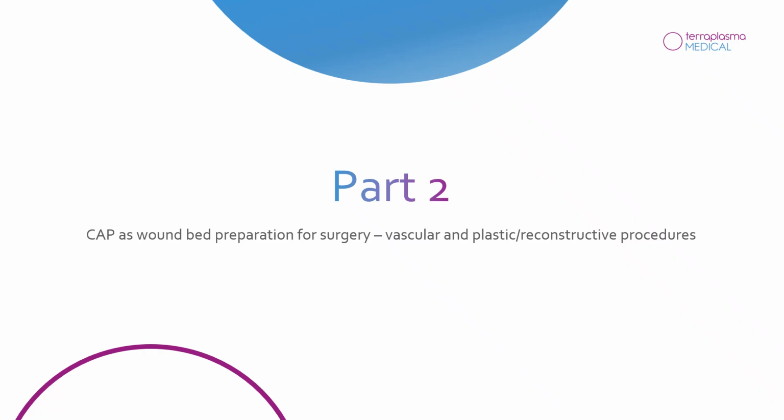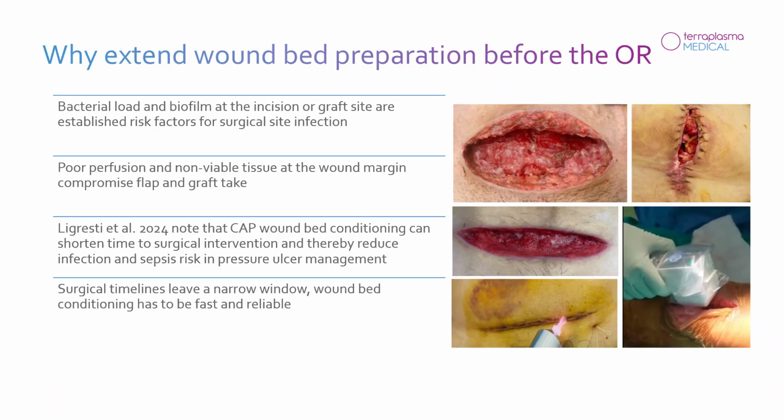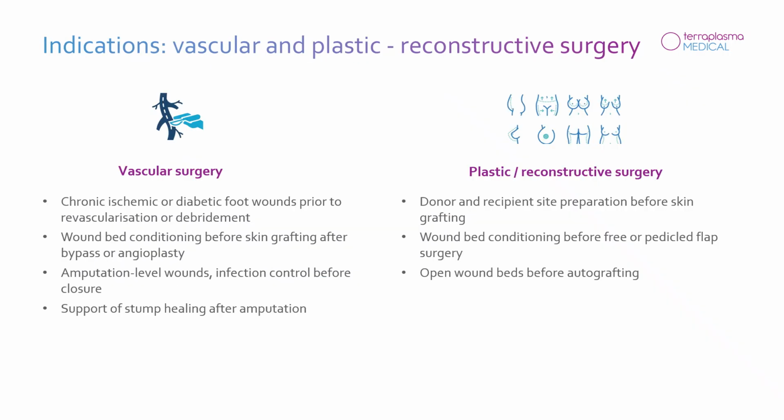Now we move to part 2, CAP as wound bed preparation for surgery. Here we focus on vascular and plastic or reconstructive procedures. Why extended wound bed preparation before the operating room? A well-prepared wound bed gives the surgeon a better starting point. It supports the step from an open wound to a closed suture line.